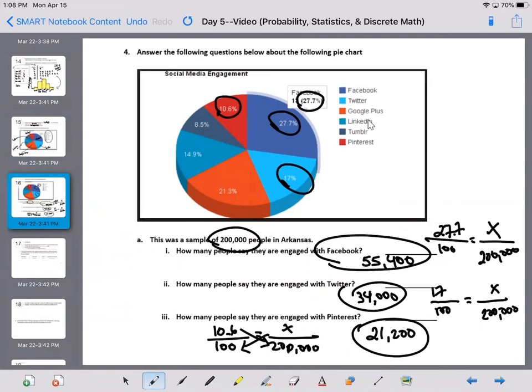So with pie charts, definitely want to know what your totals are. If you know your totals, you can create a percentage. And if you know your totals and your percentage, and you wanted to know how many out of the total represent these percentages, you can definitely use proportion to figure that out. So that concludes part 1 of this video series with probability statistics and discrete math.